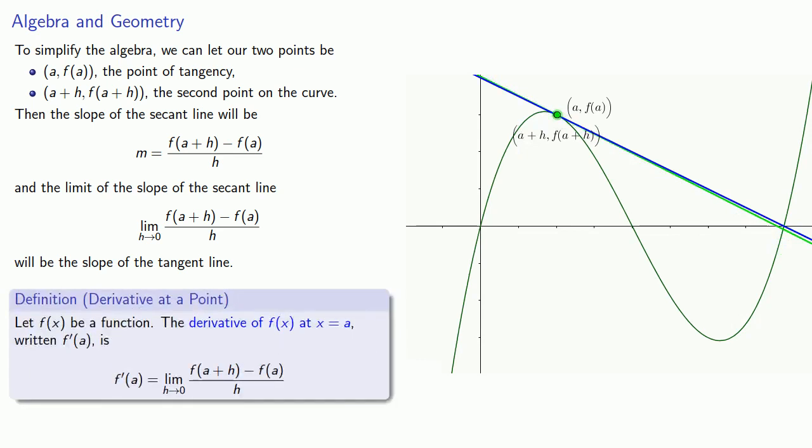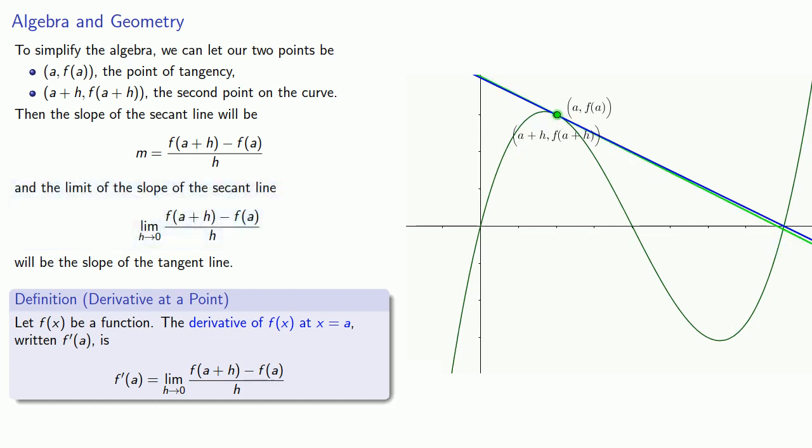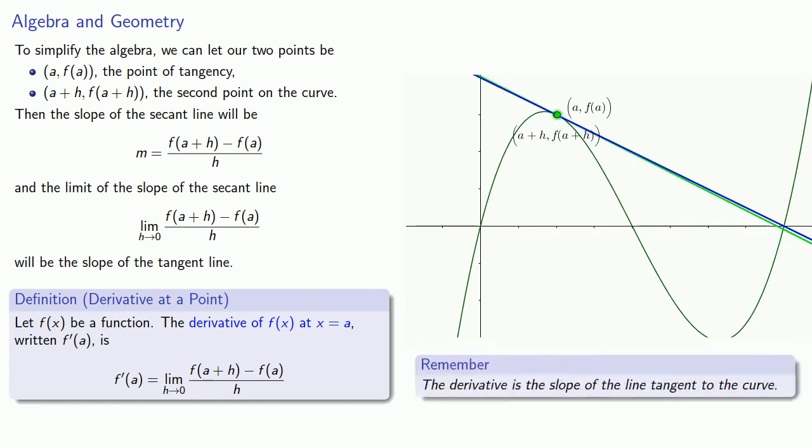Now this formula might seem to be a bit mysterious, but all it really is the limit of the slope of the secant line. And here's an important idea. If you only learn one thing in calculus, you probably failed the course. But among the things you should learn in calculus is that the derivative is the slope of the line tangent to the curve.